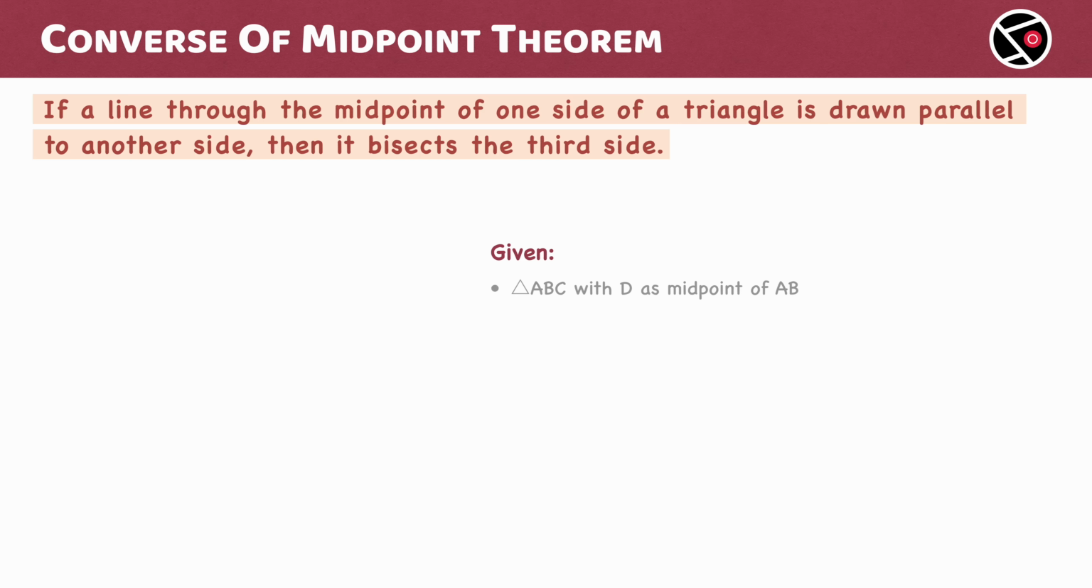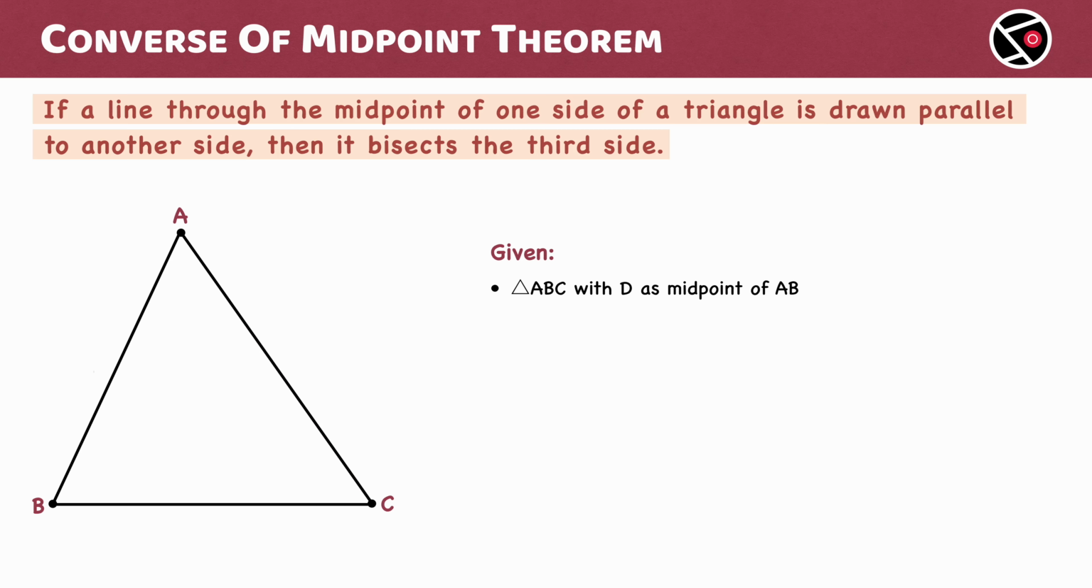First, we have a triangle ABC with D as midpoint of side AB. AD equals DB. Second, we have DE such that DE is parallel to BC. We need to prove that point E bisects side AC or AE equals EC.